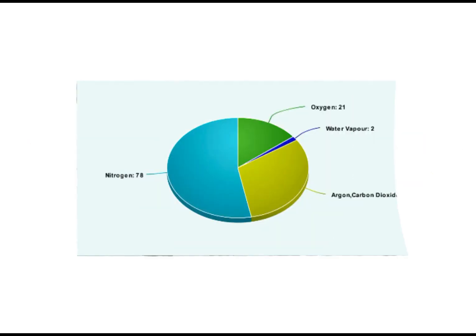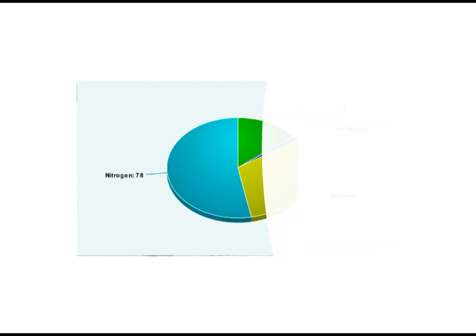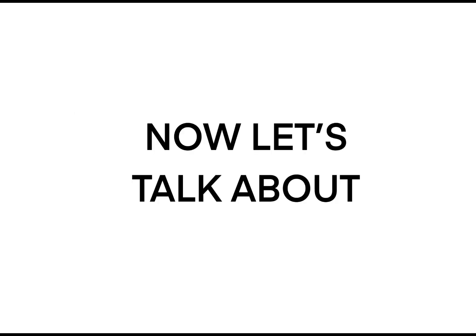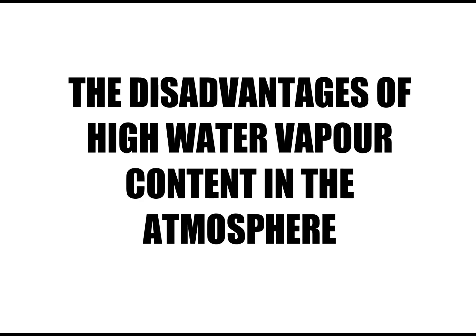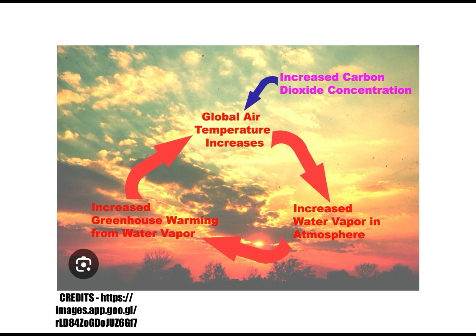The water vapor content percentage in the atmosphere averages about 0.4% of the total gases. However, it varies quite a lot depending on time and place and can be over 2% of the atmosphere under warm, humid conditions. Now, let's talk about the disadvantages of high water vapor content in the atmosphere.